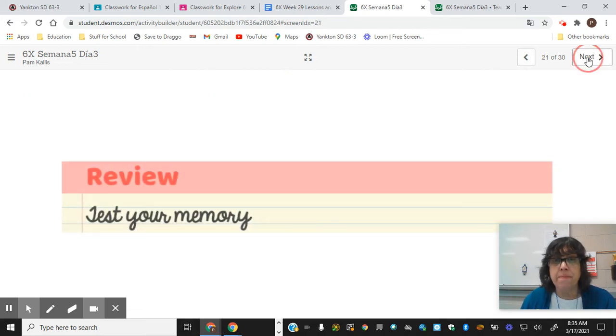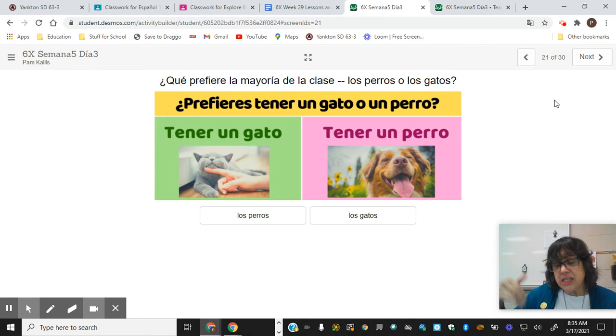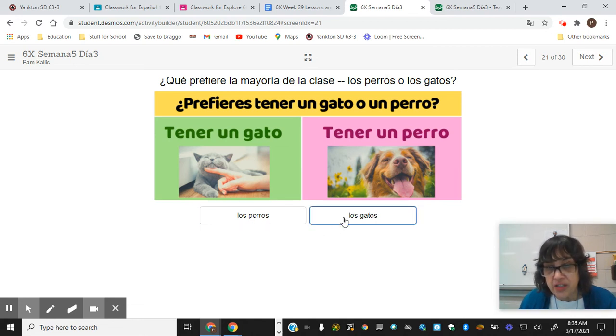Okay, we're going to test your memory. This is what we're going to be doing in class. ¿Qué prefiere la mayoría? Mayoría means majority. What prefers the majority of the class? And I'll tell you right now, the majority of the class prefers dogs. So be careful. Look what I did. I switched it. This says perros and this says gatos. If the majority of the class prefers to have a dog, what am I going to choose? Perros or gatos? Perros, because perros is the word for dogs. The majority of kids prefer to have dogs.